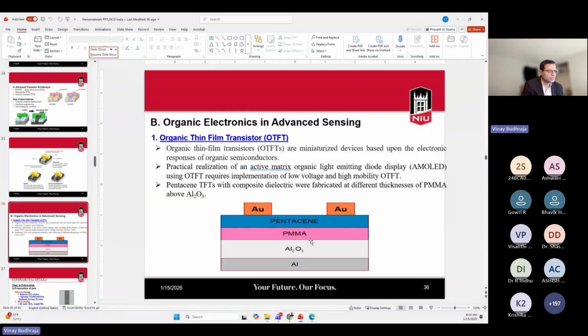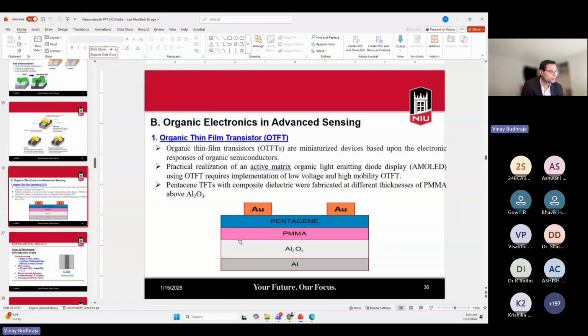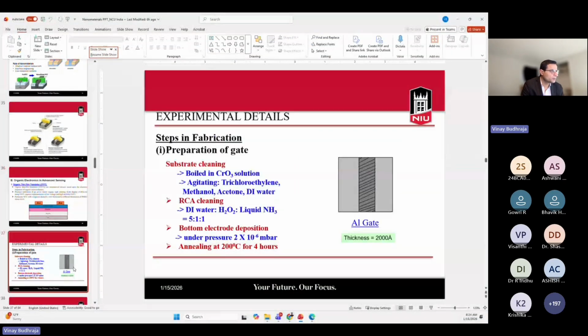A pentacene TFT is shown in this figure. Pentacene is the organic semiconductor we use here. The gate is aluminum, the PMMA-Al2O3 is a composite dielectric, and gold is the source and drain.